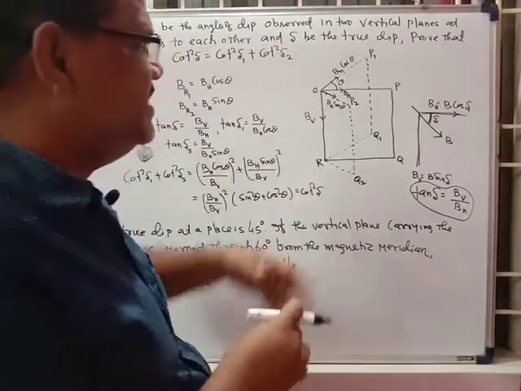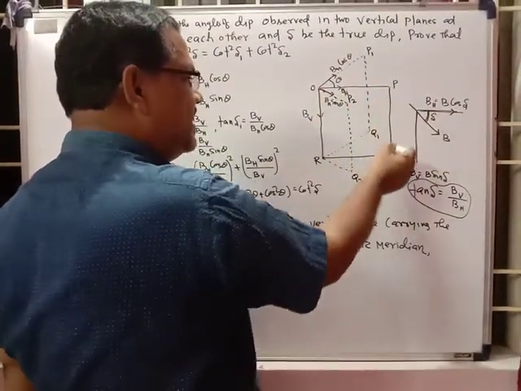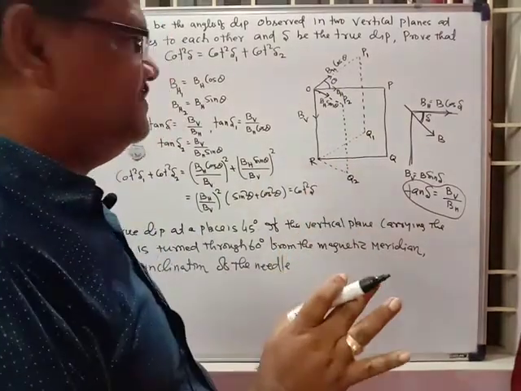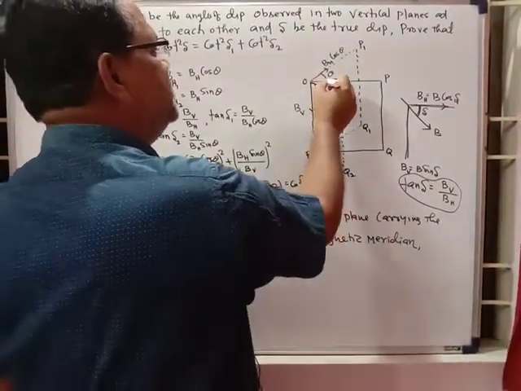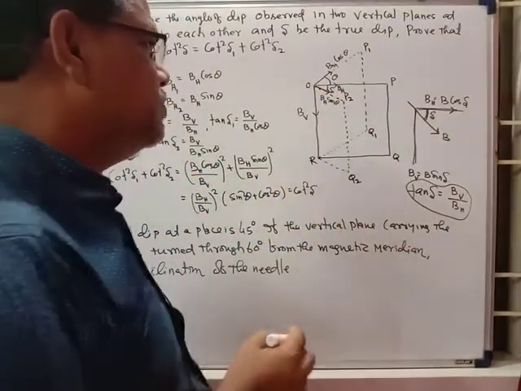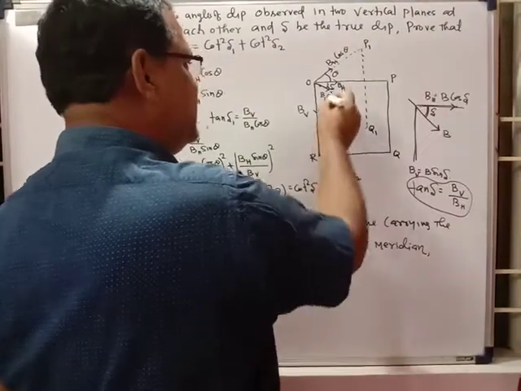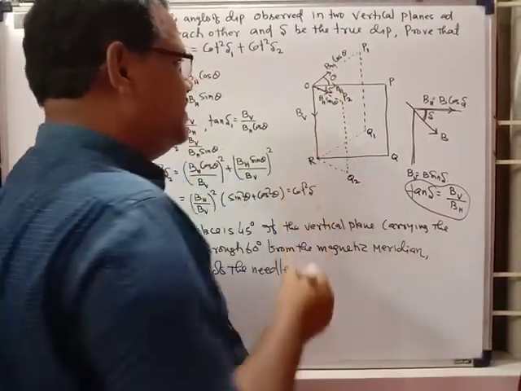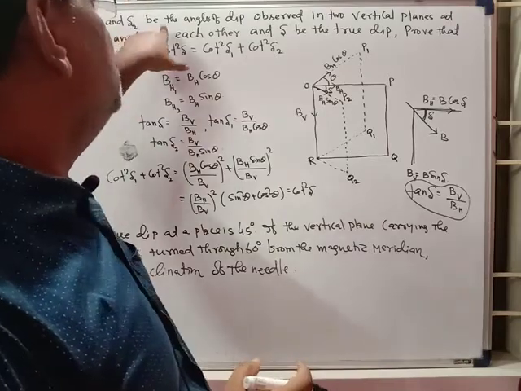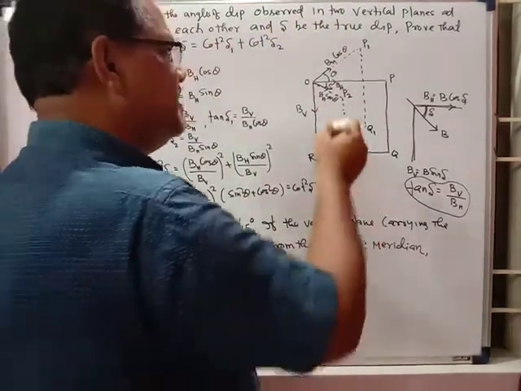The diagram is here. OPQR is the magnetic meridian, and the dip observed there is the true dip, that is delta. So you get the horizontal component BH and the vertical component BV. As per the question, there are two vertical planes which are perpendicular to each other. What are the two vertical planes?